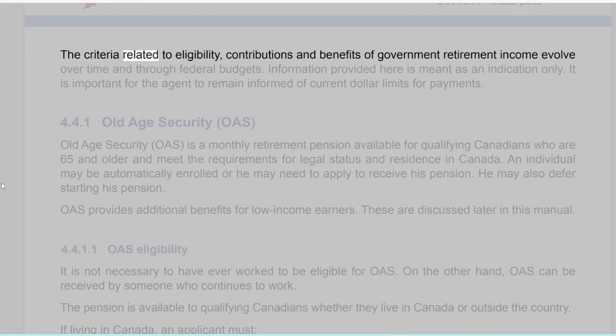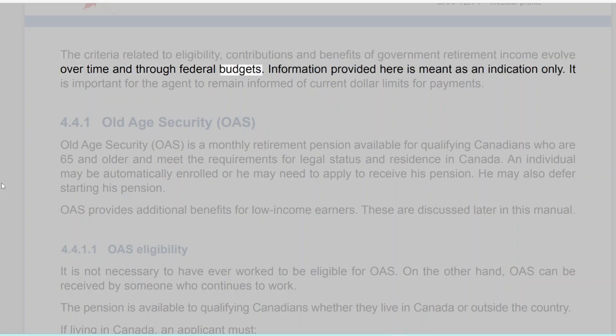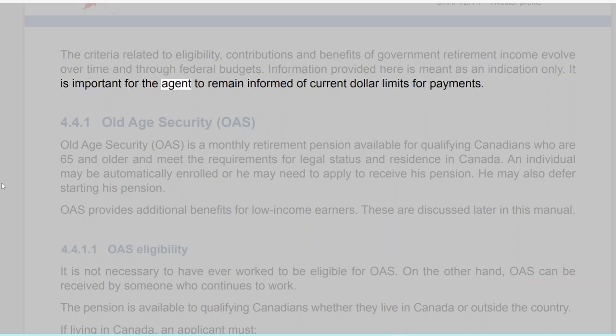The criteria related to eligibility, contributions and benefits of government retirement income evolve over time and through federal budgets. Information provided here is meant as an indication only. It is important for the agent to remain informed of current dollar limits for payments.